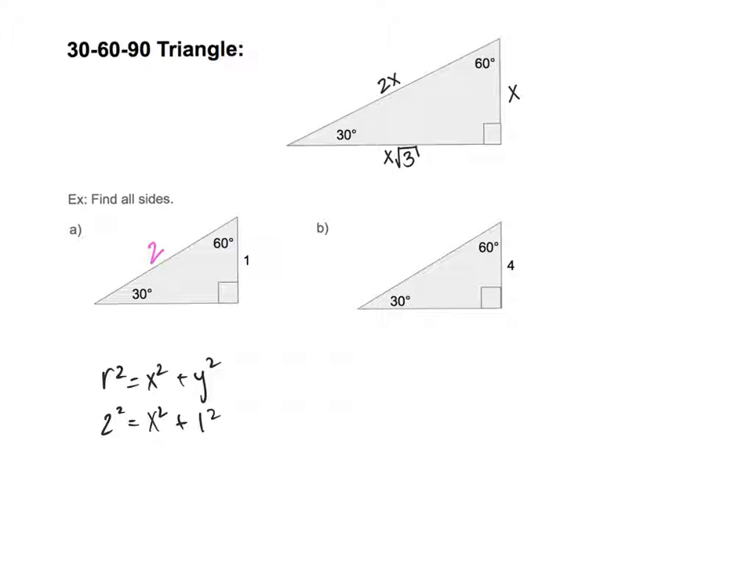And so 2 squared is just 4, which equals x squared plus 1 squared, which is just 1. Then I subtract 1 from both sides, and this leads me to x squared equals 3. Then I take the square root of both sides. The square root cancels out with the x squared, and I'm left with x is equal to the square root of 3. That is the same thing as plugging the 1 in for this x.